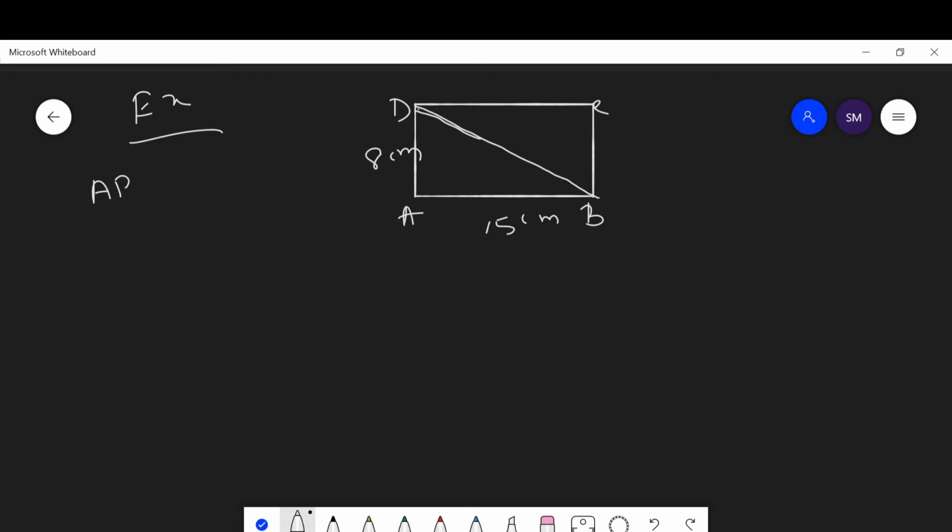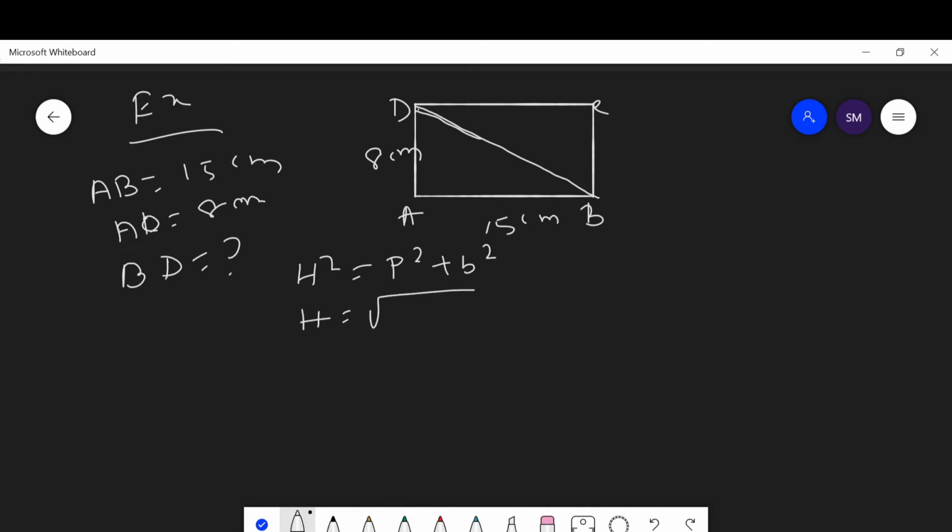Here the given conditions are AB is 15 centimeter and AD is equal to 8 centimeter. Then we have to find out the length of the diagonal BD. As per the Pythagoras theorem, you know that H square is equal to P square plus B square. H is equal to square root of P square plus B square.